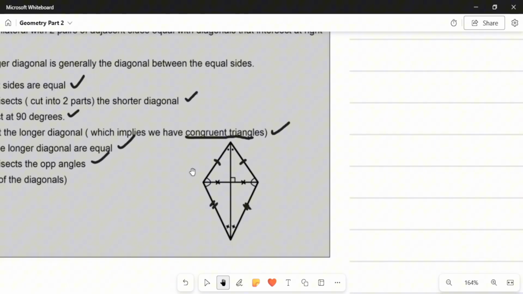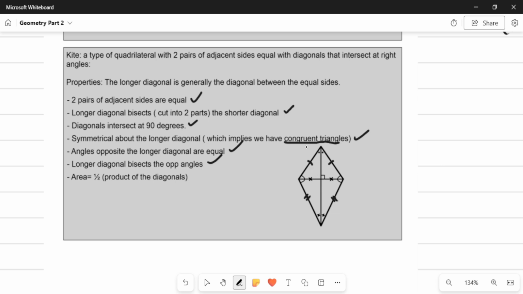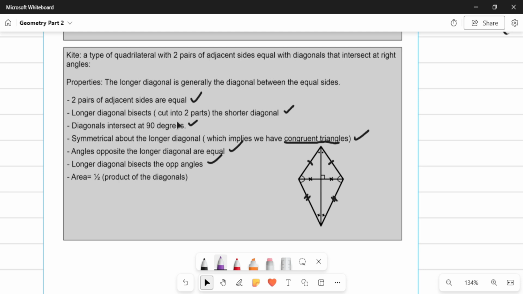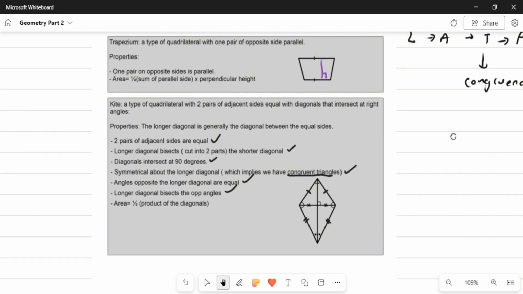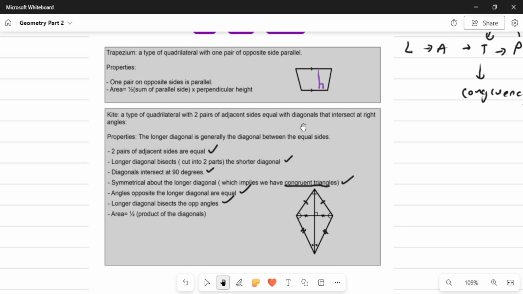Right. And lastly, what we can say, to find the area of a kite, it is half the product of the diagonals. So the product of the diagonals will be the length of this multiplied by the length of this, multiplied by half, will give you the area of a kite. It's half the length of the diagonals. And if you're going to talk about the trapezium, it is half the sum of the parallel sides multiplied by the perpendicular height. Right. So again, if you're given a kite, you can make use of any of these properties, because it's what makes the shape special. It's what makes the shape distinct. Given the shape, you can use the property.